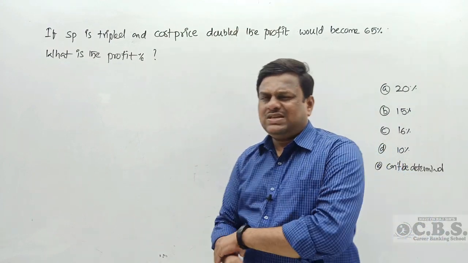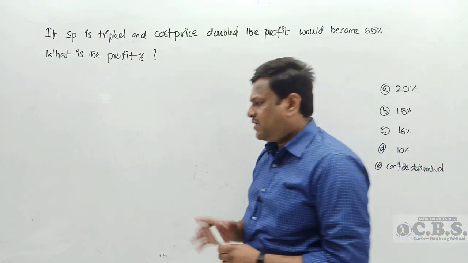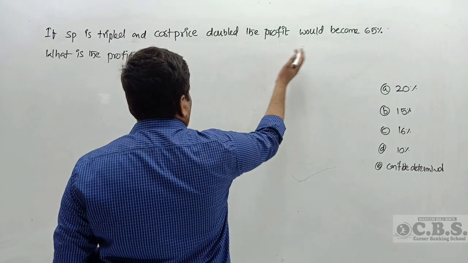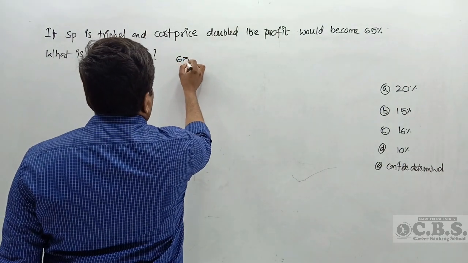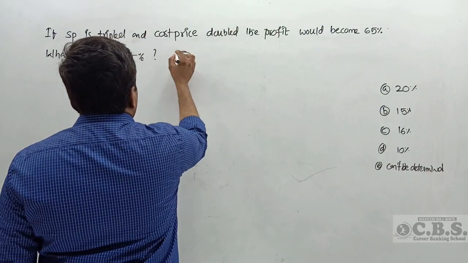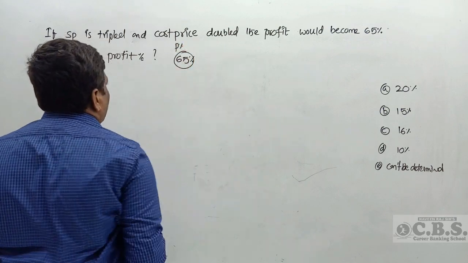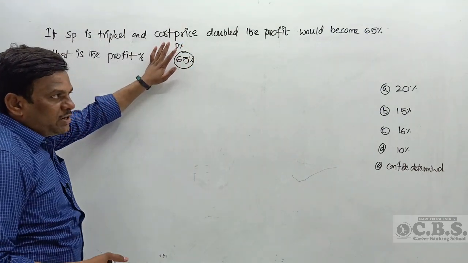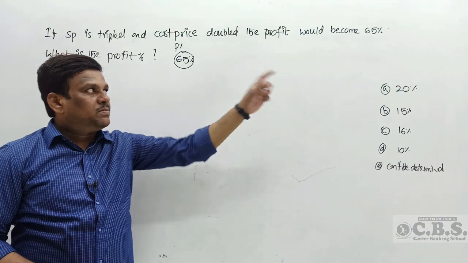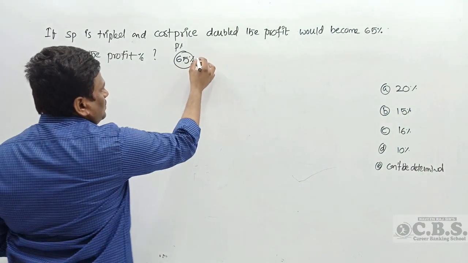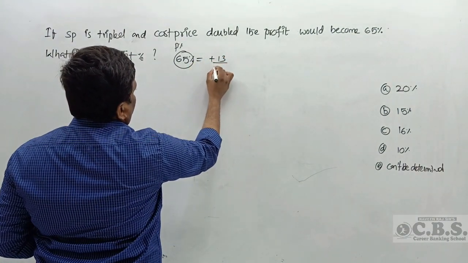So in this question, you just focus on how many quantifiers are specifically mentioned in the question. Only one quantifier, 65%. Which quantifier is this? Is it a change of price or an end quantifier? It is an end quantifier. Get my point? So it's not a change of selling price. It's an end quantifier. 65% means 13 by 20.